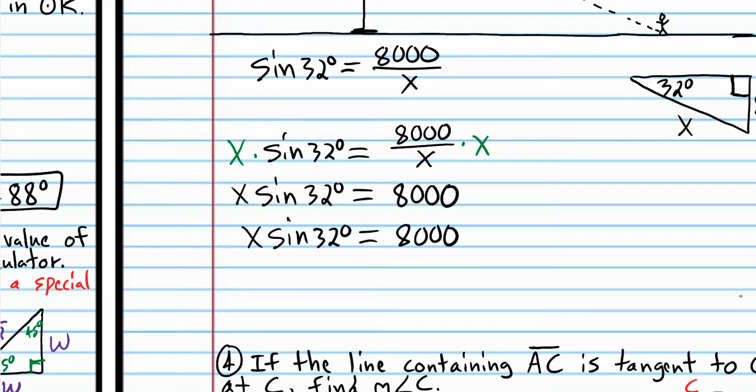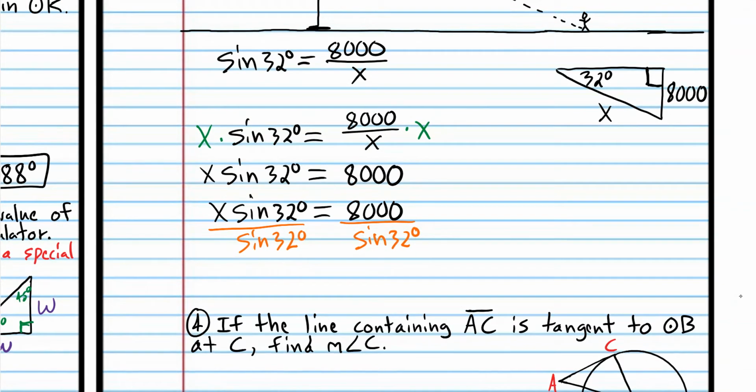So now what we're going to do, and you don't have to show all this work, by the way. I'm just doing this for your benefit. We divide both sides by sine 32, and now x is equal to 8,000 over sine 32 degrees. And we're going to use the calculator to come up with an approximation for what that would be. So in your calculator, you can enter 8,000, then divided by 32, then the sine button, then equals. If you don't push the equal button, then you're not going to get your actual answer.